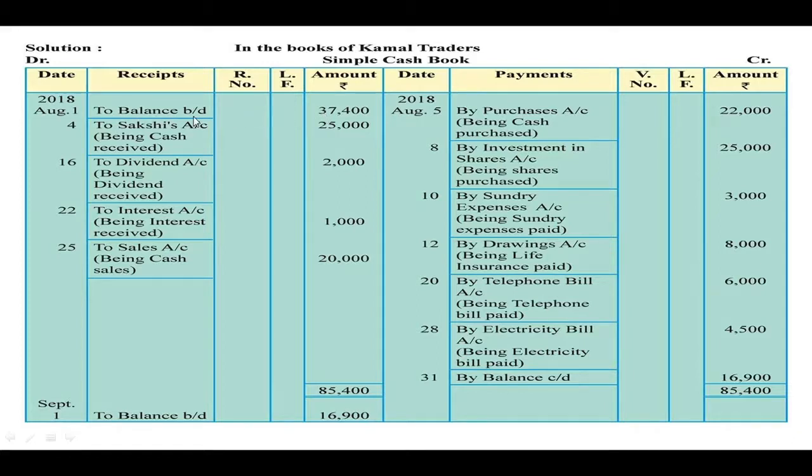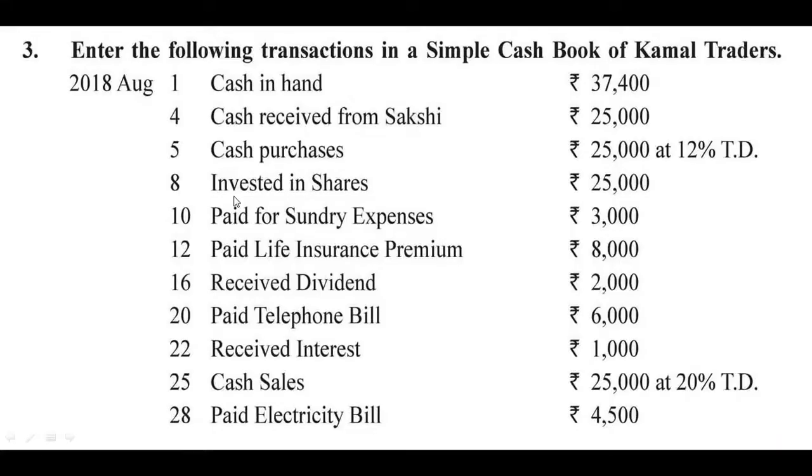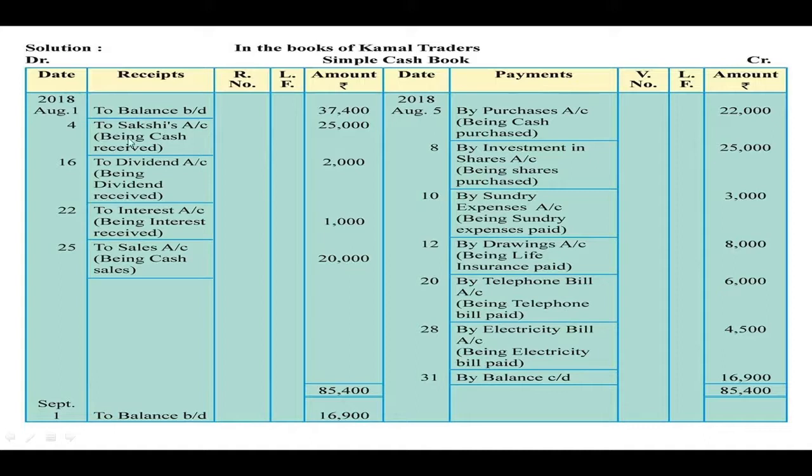For the opening balance and the closing balance, no narration is required. It is not written. So let us start with the transactions now. 4th August, cash received from Sakshi, rupees 25,000. It is clearly given cash received. So it will be recorded on the receipt side. 4th August to Sakshi's account 25,000 being cash received.